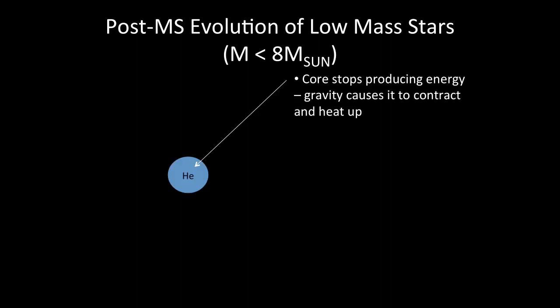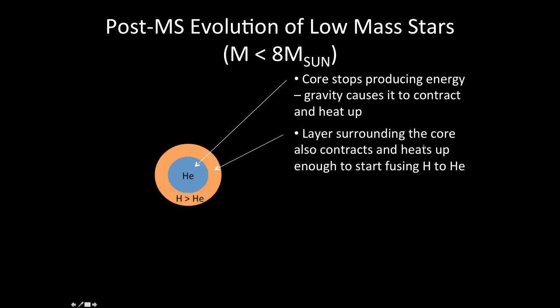So let's take a look at the very core of the star. This is just the core of the star, and all of its hydrogen has been converted into helium. At this point, the core stops producing energy. It is no longer fusing hydrogen into helium, and therefore there is no radiation pressure being generated in the core. Therefore, gravity causes it to contract and heat up. The layer surrounding the core also contracts and heats up, and it heats up enough to actually start fusing hydrogen into helium, this time in a shell around the helium core.